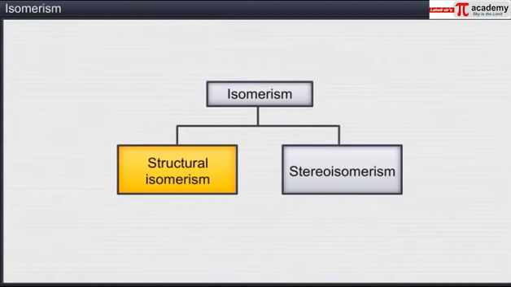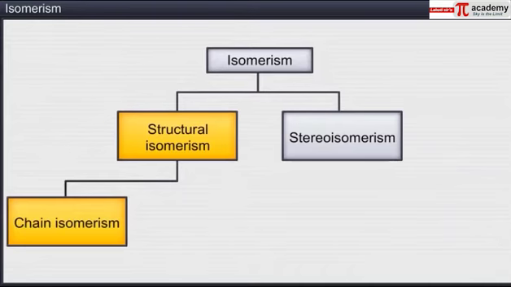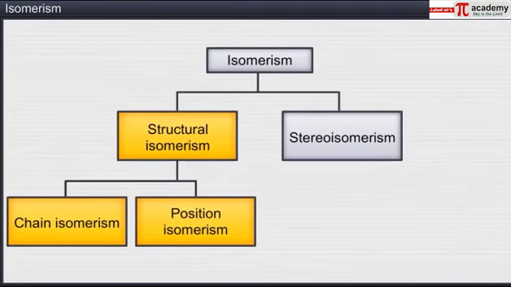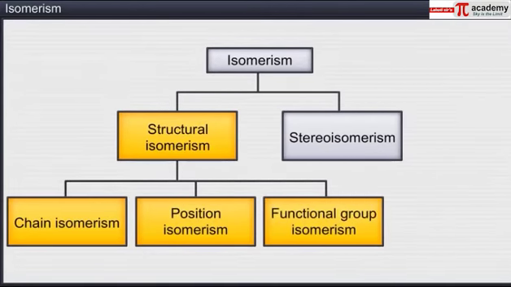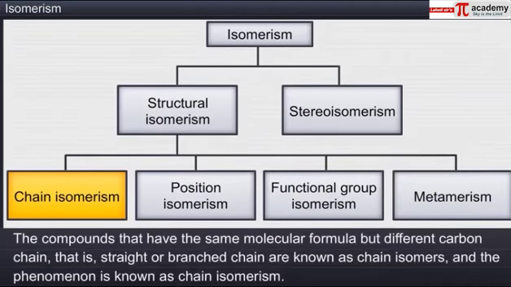Structural isomerism can be of the following types: chain isomerism, position isomerism, functional group isomerism, and metamerism. Let's look at chain isomerism. Compounds that have the same molecular formula but different carbon chains, that is, straight or branched chain, are known as chain isomers, and the phenomenon is known as chain isomerism.